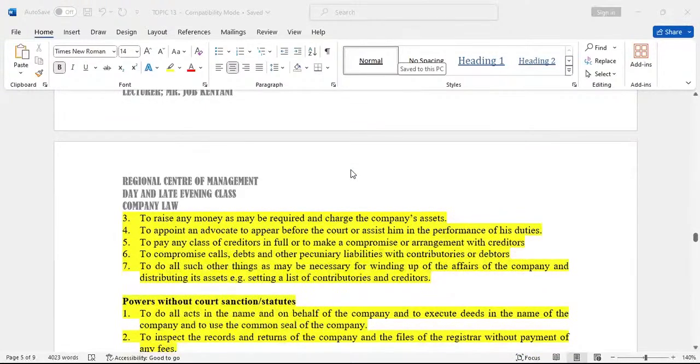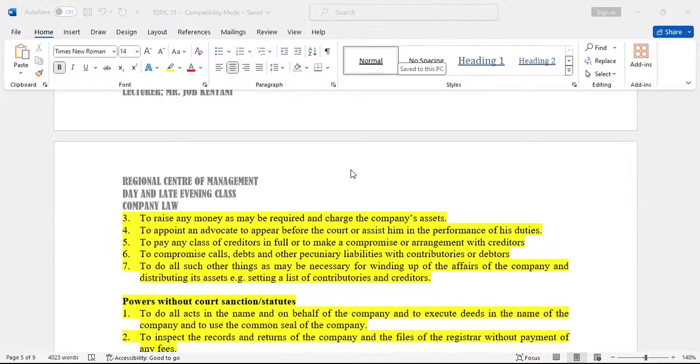Then number 3, to raise any money as may be required and charge the company's assets as far as possible. So he can raise any form of money so far as he deems it fit to facilitate or enable the liquidation of the company. To appoint an advocate to appear before the courts to assist on any form of litigation against the company or assist him in performing part of his duties.